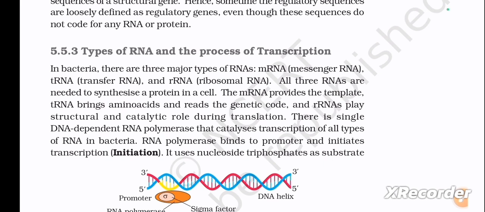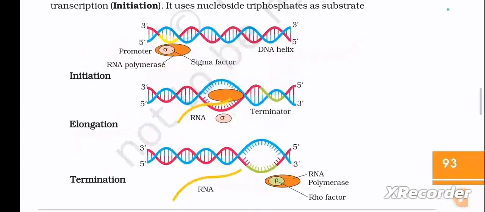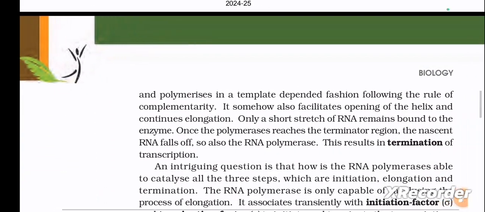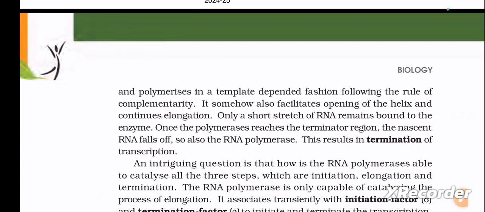RNA polymerase binds to the promoter and initiates transcription, which is initiation. It uses nucleoside triphosphates as substrate and polymerizes in a template-dependent fashion following the rule of complementarity. It somehow also facilitates opening of the helix and continuous elongation. Only a short stretch of RNA remains bound to the enzyme. Once the polymerase reaches the terminator region, the nascent RNA falls off, and so does the RNA polymerase. This results in termination of transcription.